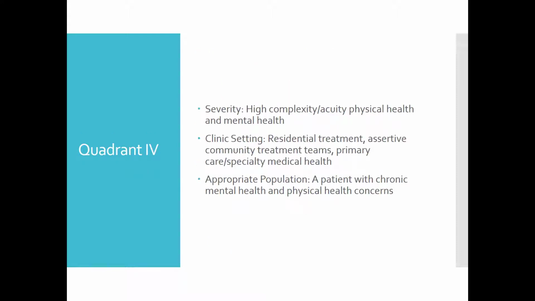In the fourth quadrant, the severity is high complexity and acuity for physical health and mental health. So here we're really looking at residential treatment, assertive community treatment teams, primary care and specialty medical health and mental health. The assertive community treatment teams are usually a team of case management, psychiatry, therapists, nurses, and they're checking in with these patients daily, sometimes weekly if they get well managed. The residential treatment is generally where somebody's going to stay for the rest of their life if they're having severity in both of these categories.